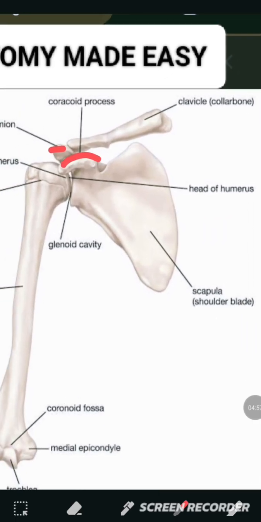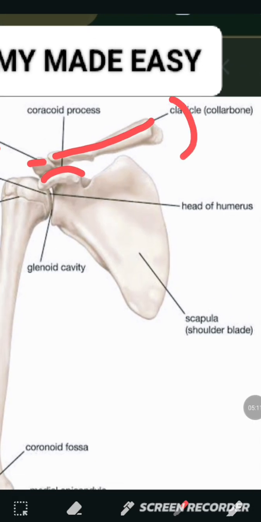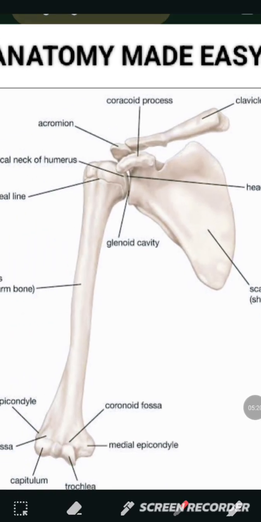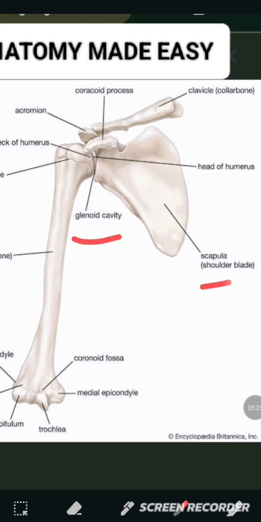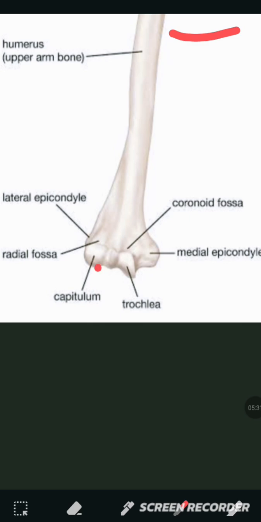Here we have another shoulder bone, which is called the clavicle. This clavicle forms a joint with the acromion, which is called the acromioclavicular joint. Similarly, this clavicle also forms a joint here with the sternum, which is called the sternoclavicular joint, but we will discuss it later. So we are discussing the humerus: its head articulates with the glenoid cavity of the scapula bone. This is the upper end, and the lower end articulates with the radius through the capitulum and with the ulna through the trochlea of the humerus bone.